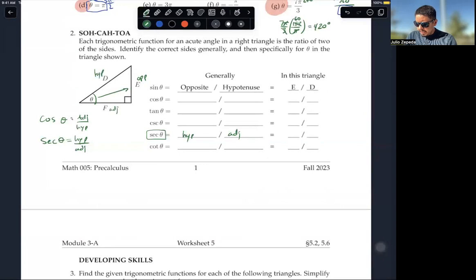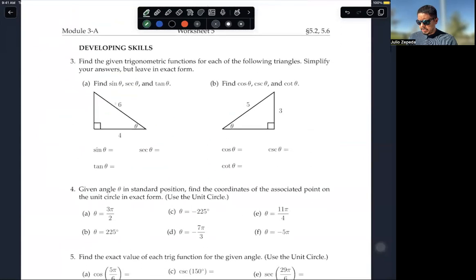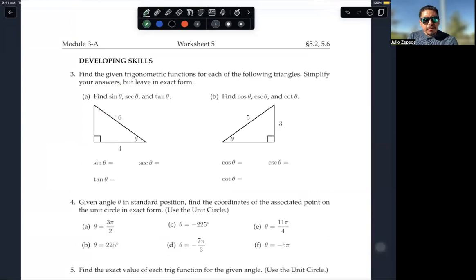And then if we use the letters that they gave there, that would be D over F. And you can fill in the rest of that table. Yeah. Right, very nice. Problem number 3.